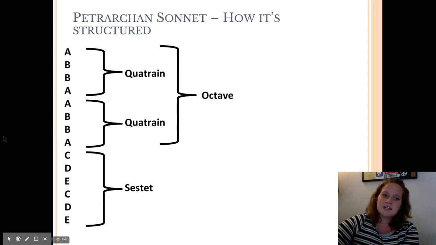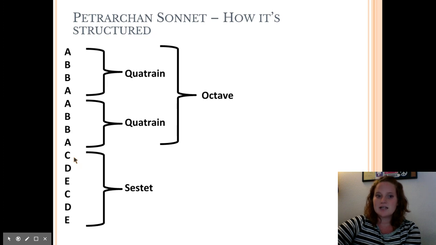For a Petrarchan sonnet, the structure is almost always going to be the same. You're going to have 2 stanzas of 4 lines each that follow the A-B-B-A rhyme scheme. Each of those 4-line stanzas is called a quatrain. Together, those quatrains form the octave. Secondly, you have 6 lines that all show up together in one stanza that follow a C-D-E rhyme scheme. This last stanza of 6 lines is known as the sestet.